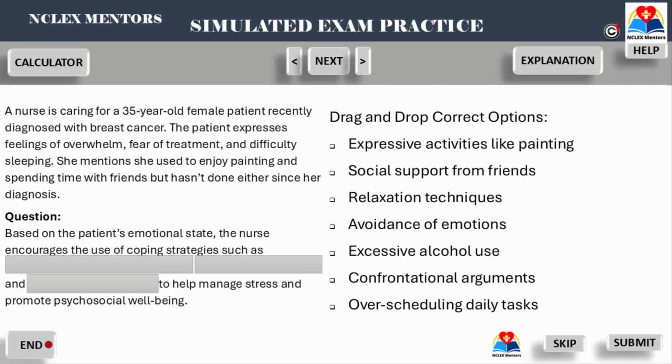A 35-year-old female patient has been recently diagnosed with breast cancer. She is experiencing feelings of overwhelm, fear of treatment, and difficulty sleeping. She mentions that she used to enjoy painting and spending time with friends, but hasn't engaged in either activity since her diagnosis. Question. Based on the patient's emotional state, what coping strategies should the nurse encourage to help manage stress and promote her psychosocial well-being? Take a moment to consider this.